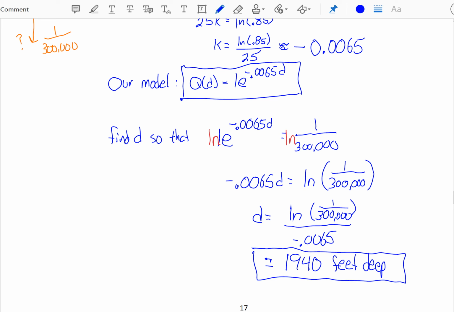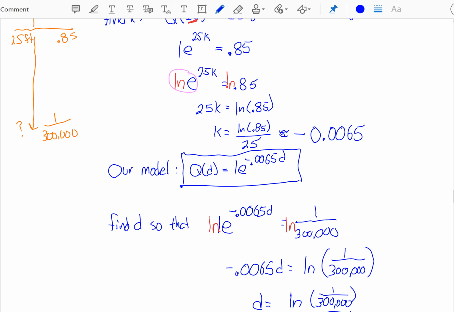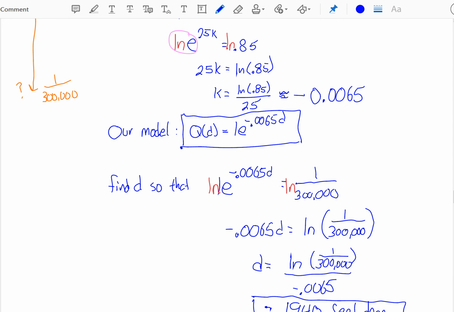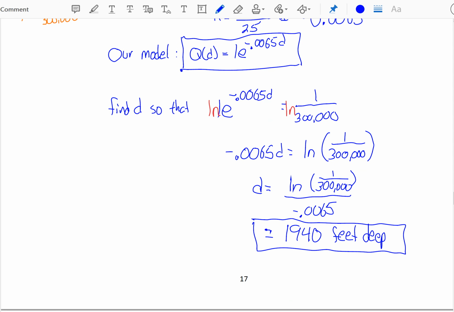Notice that this is almost half of a mile. A mile is 5,280 feet, so this is nearly half a mile deep. If you go half a mile deep, it's going to look like it's as bright as a full moon. So it's going to be pretty dark, half a mile deep. It's going to be as bright as it would be under a full moon.